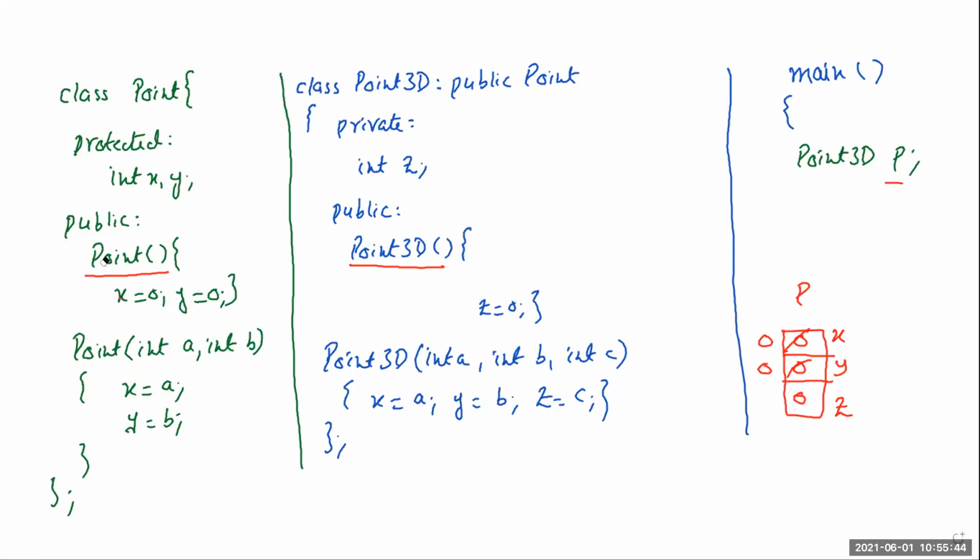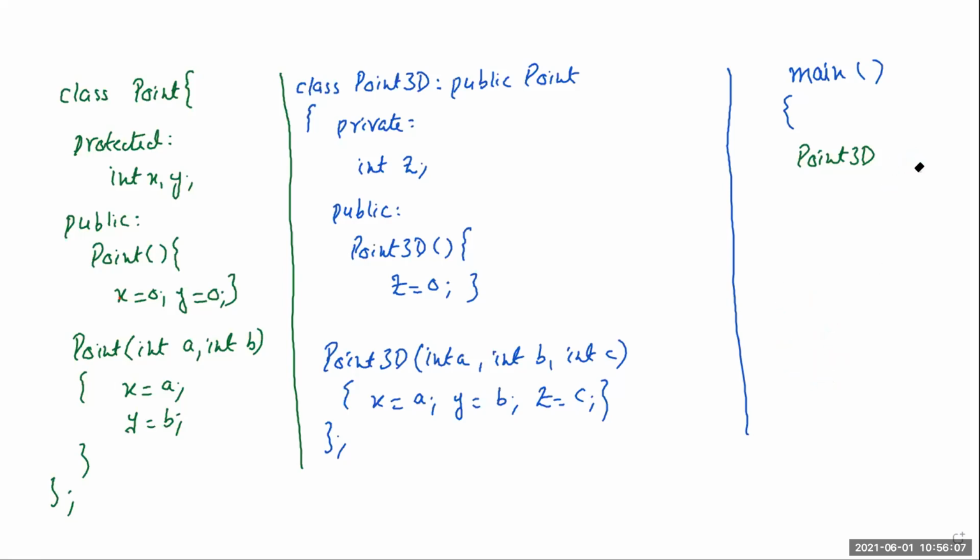And I can do something like this. I can just write Z gets the value 0, because I already know that X and Y will get the value 0 when the default constructor of the parent is called. So I don't need to repeat it here. Now let's see the same thing from the perspective of the parameterized constructor. Let me do the same thing for the parameterized constructor.